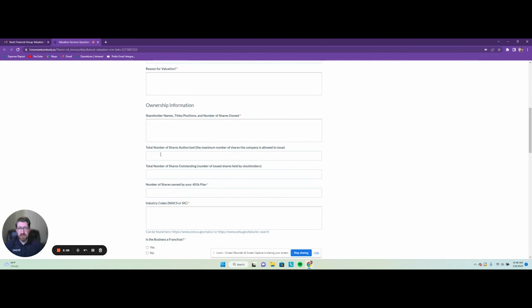Moving on to ownership information, the shareholder names, titles, positions, and number of shares owned. The goal here is to make sure we have accurate information. I will be accessing the shareholder information that's provided by Tenant. So if it's the same as that or nothing's changed from the prior year, you can fill that out.